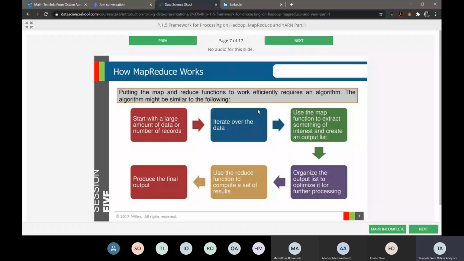Okay. The flow diagram of how MapReduce works. You start with a large amount of data or number of records, and iterate over the data. It uses the mapping function to extract something of interest and create an output list, then organize it, then it uses the reduce function to compute a set of results, then produce the output. We've said all that.